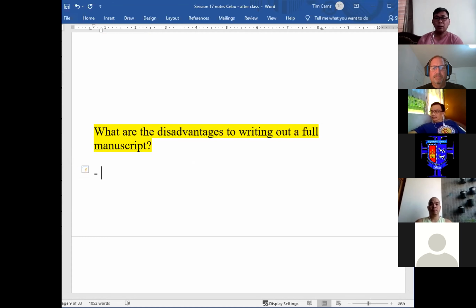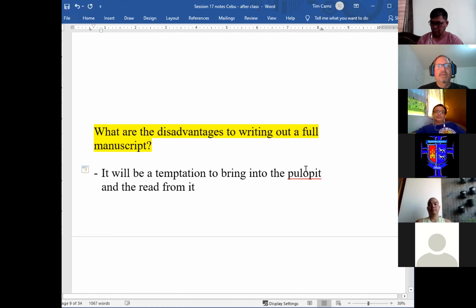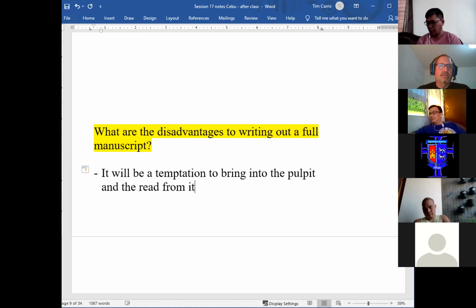You might be locked into the manuscript more. Yeah, it will be a temptation to bring it into the pulpit and then read from it. So if I have a full manuscript, I think, oh well, I've got the whole message here, I'll just bring all my notes in the pulpit and use my full manuscript. The temptation though is to then just lock into that manuscript and preach from it. So that's one thing. What are some other disadvantages or dangers?